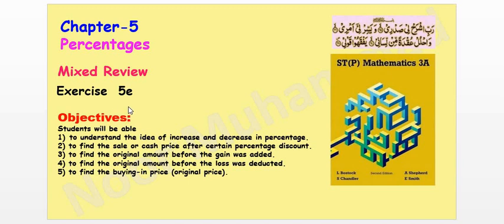Bismillahirrahmanirrahim. Exercise 5b. Actually, it's a review exercise, like all the ideas, all the concepts that you have learned in exercise 5a, b, c and d. We are going to revise all those ideas.